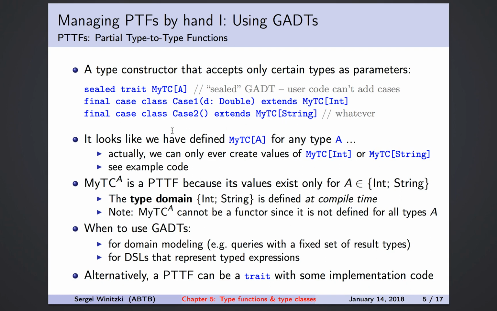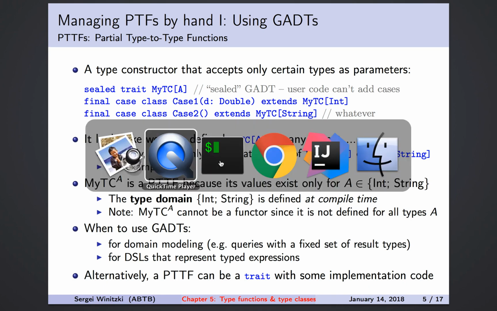Now, notice we have defined the type constructor myType constructor as if it's defined for any parameter A, as any type A. But actually, in code, you can only ever create values either of myTC of int or of type myTC of string. You'll never be able to define any values of any other type, like myTC of boolean or myTC of anything else. Only either string or integer. There's no other case. And everything is sealed and final, and so there's no way to add any more cases.